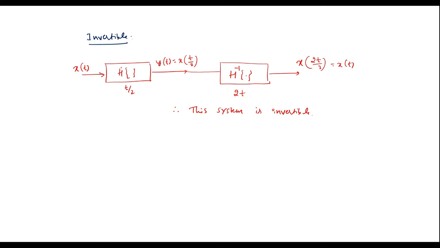This is how we check it. Now let me consider the second system, that is y of t is equal to the integration from minus infinity to t of x of tau d tau. First I will check for time invariance.